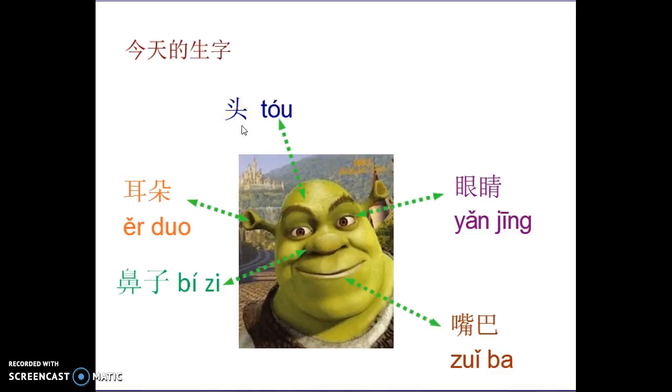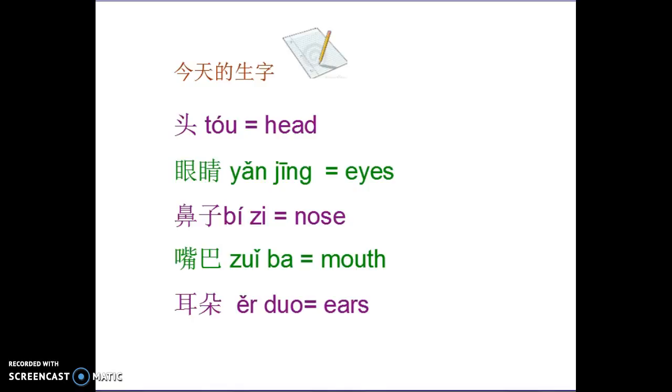头，眼睛，嘴巴，鼻子，耳朵。Okay, here is the word list I want you to write. 头，眼睛，鼻子，嘴巴，耳朵。Some of the words are really complicated, so in class I showed you how to write them in correct stroke order, but actually I just want you to be able to say them. You don't need to remember every character.